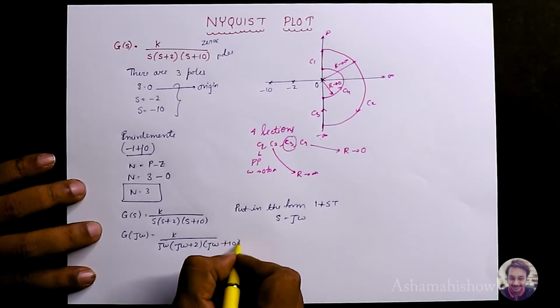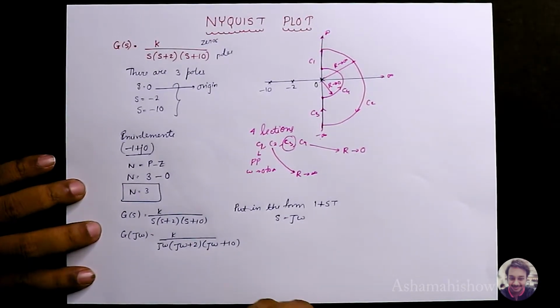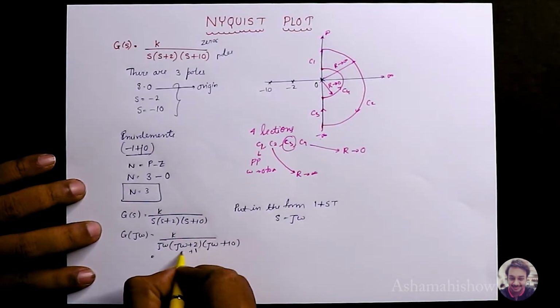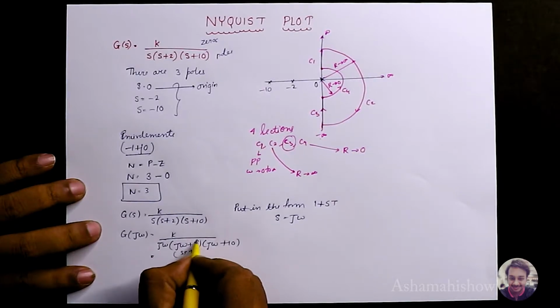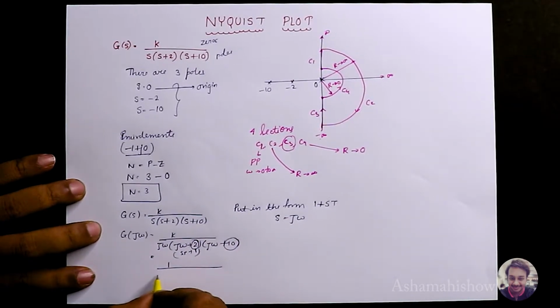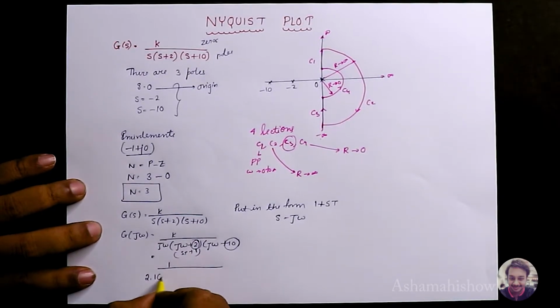So you do along with me, okay, don't skip the video. Now to make it in the form of 1 plus st, definitely I have to take 2 out of here and 10 out of here, right? So I'll take 2 out of here and 10 from the other side.